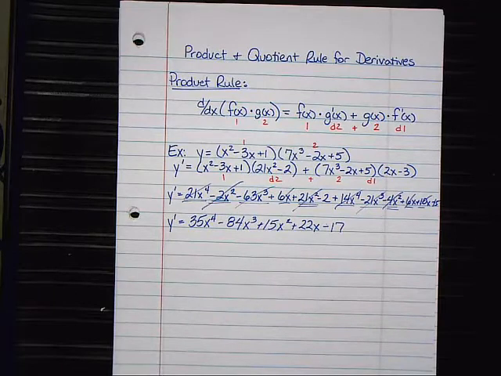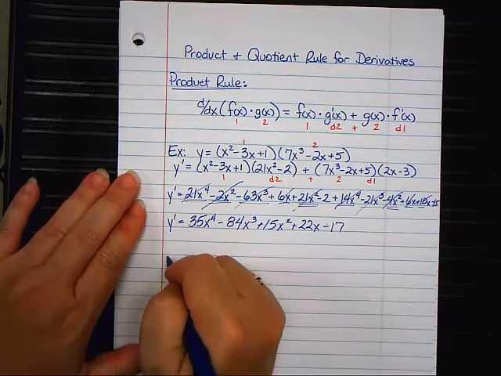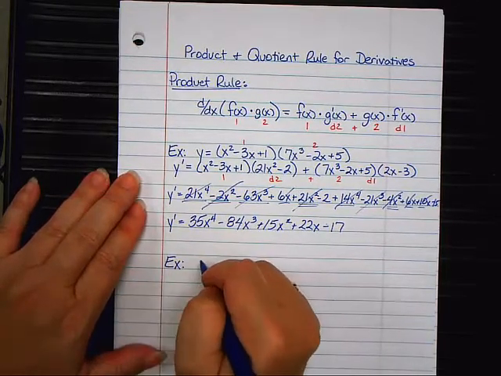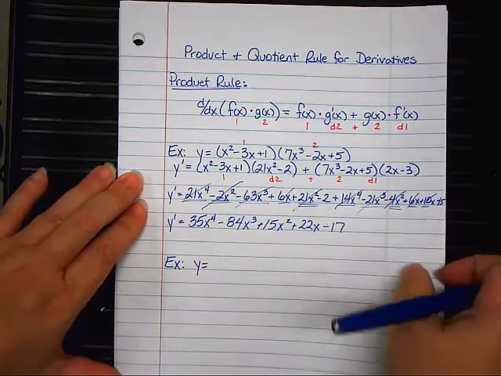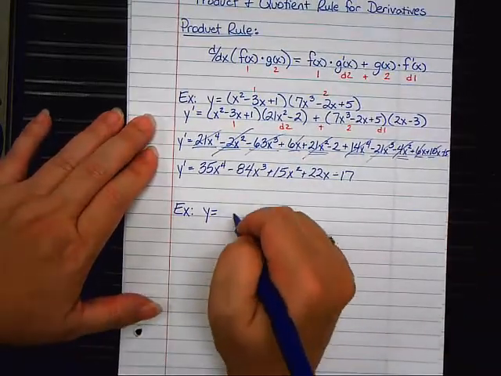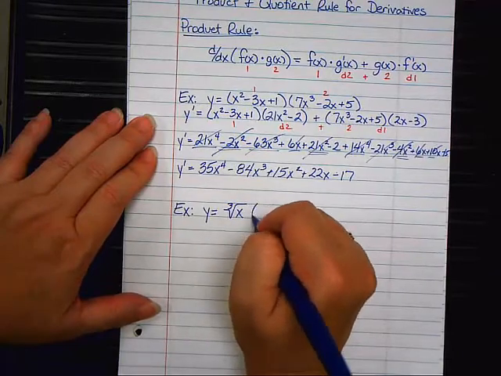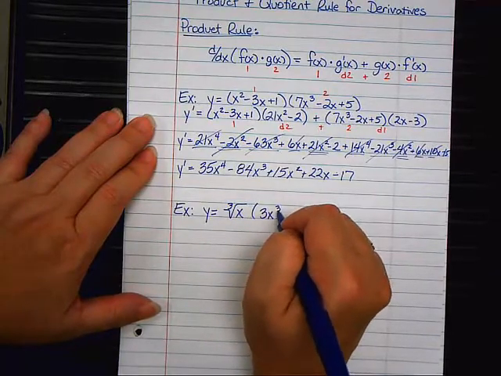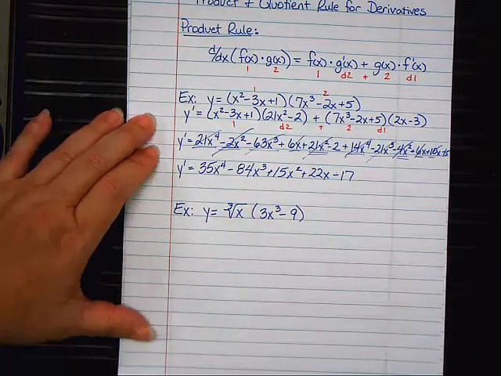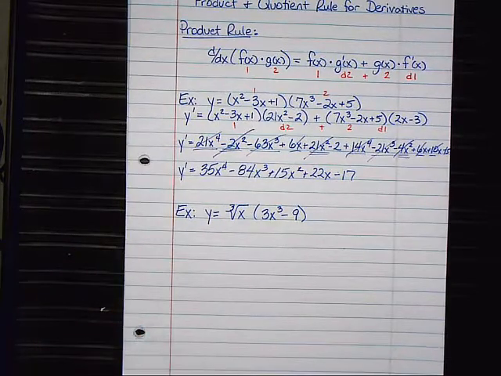Okay, let's go on to another problem. Y equals, this one's not quite so bad. The cube root of x times 3x to the third minus 9. We are going to use the product rule to do this problem.